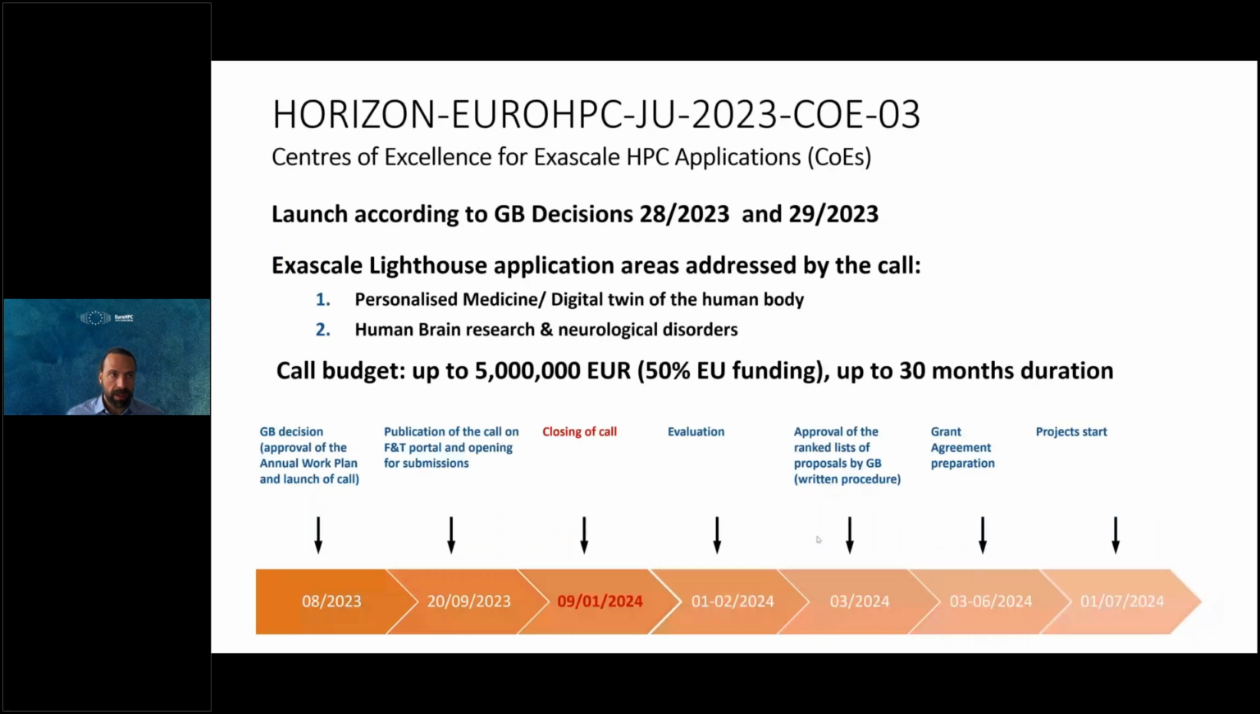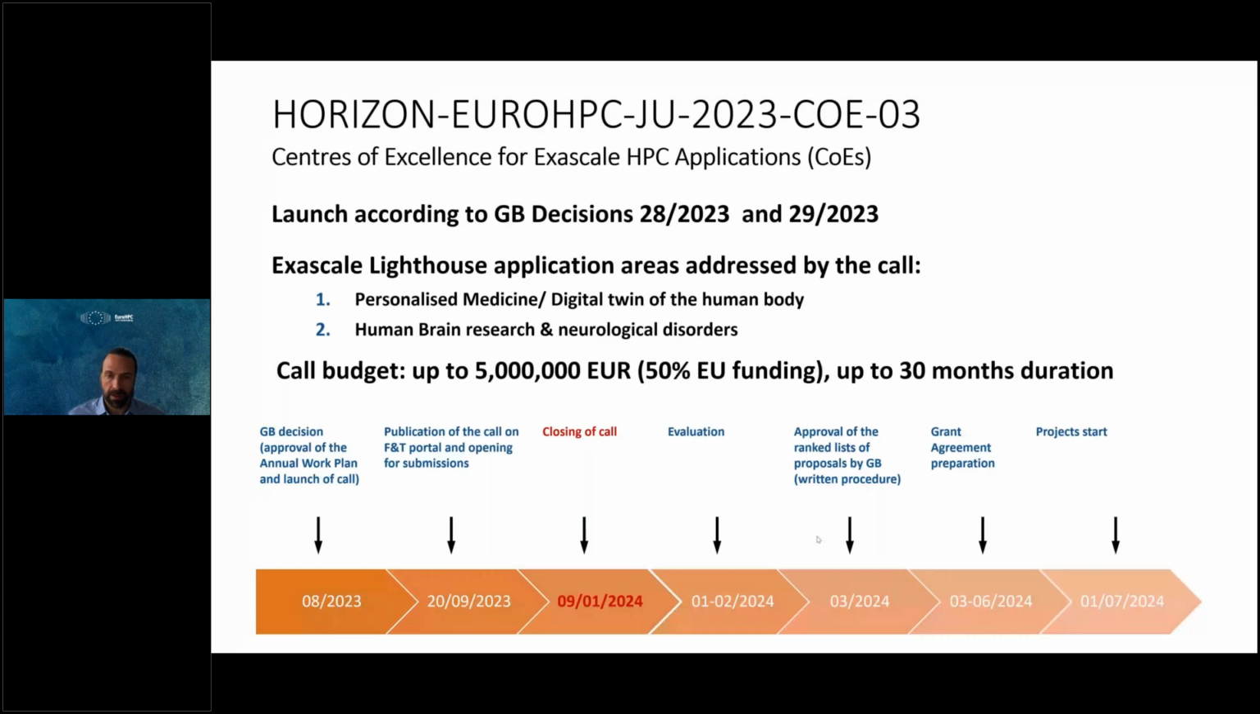Moving to applications, here we have launched one of our traditional, for a long time ongoing, flagship initiatives. This is a continuation of the series of funding programs for centers of excellence for HPC applications. In this case, we specifically focus on exascale HPC applications. And we have launched now the third call in this context within the last few years, this time on exascale lighthouse application areas within a specific scientific domain. And the selected domains in this call are personalized medicine, digital twin of the human body, and in another area, human brain research and neurological disorders.